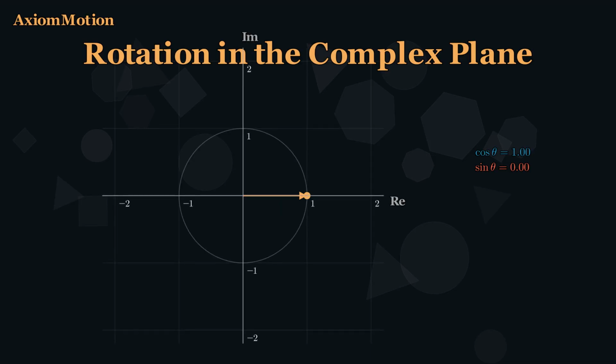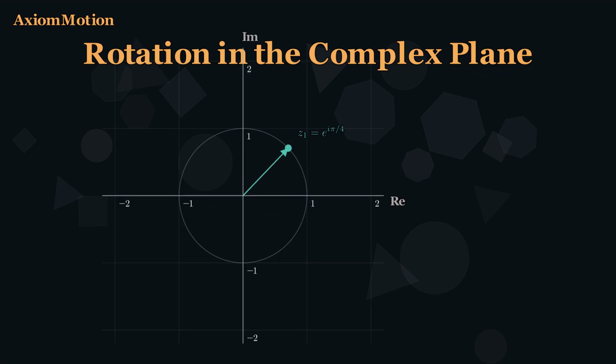Here is the complex plane. The horizontal axis is the real part. The vertical axis is the imaginary part. The point e to the i theta sits on the unit circle at angle theta from the positive real axis. As theta increases, the point rotates counterclockwise. Its real part traces out cosine theta, and its imaginary part traces out sine theta. One full rotation brings us back to where we started.